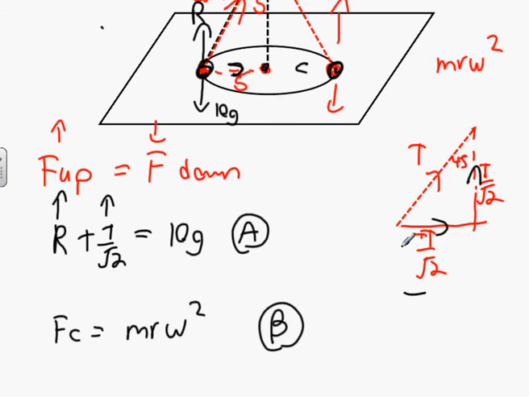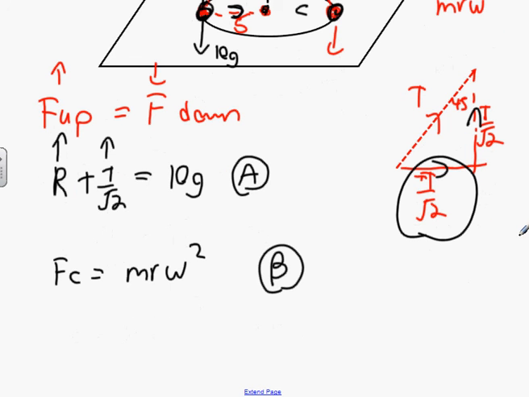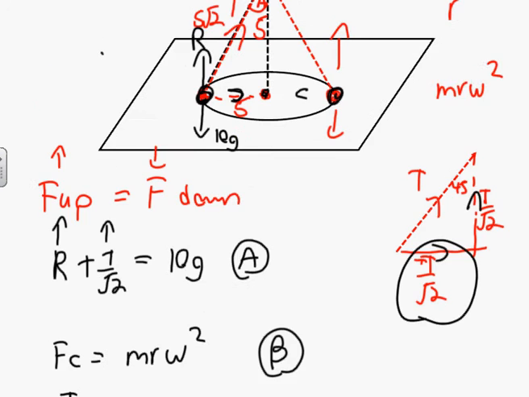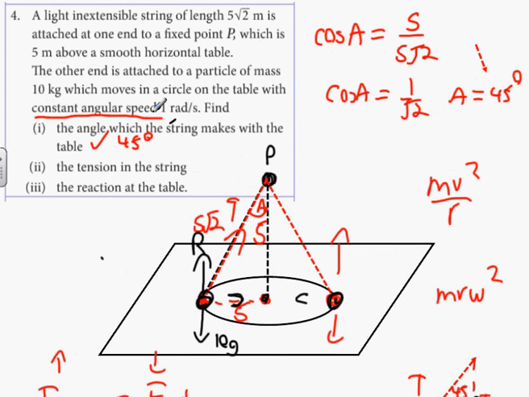T over root 2. This tension here is keeping it in place. The force that's aimed towards the center of the circle of the motion is keeping that in place. I said like a hammer thrower, it's the tension or the strength of him keeping it in the motion going. So it's going to be T over root 2. M is 10. The radius is 5. And what's the constant angular speed? 1. Okay?